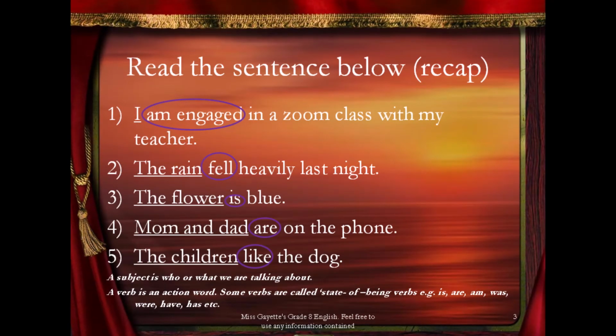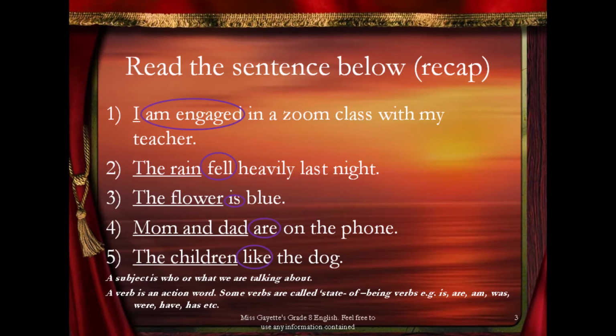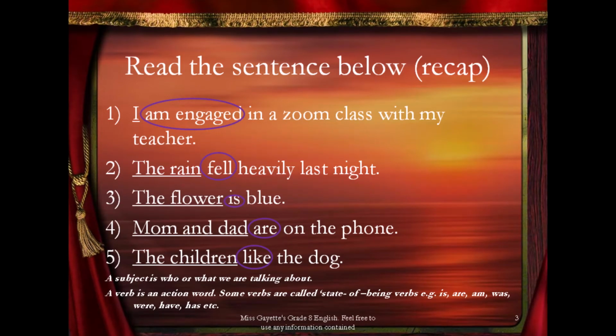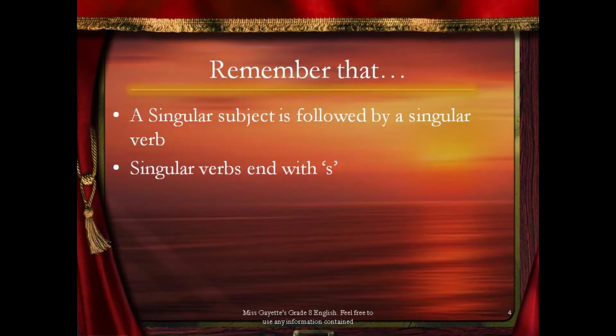Let me remind you that a subject is who or what we are talking about. A verb is an action word. Some verbs are considered to be state of being verbs, meaning that you cannot see the action. Some of these are, for example, is, are, am, was, were, have, has, and so on.